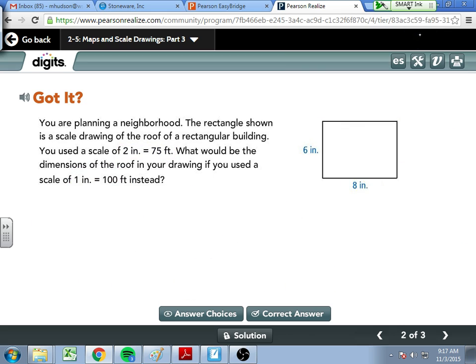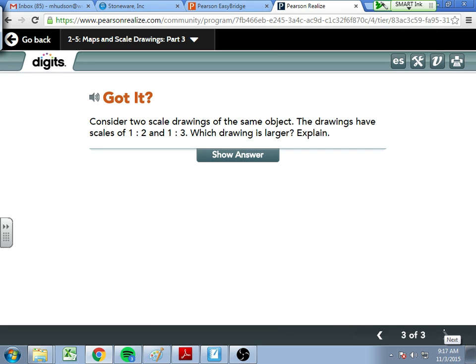All right, let's try the Got It. So if we have two scale drawings of the same object, let's say we had an object. It was x by y. If one of the drawings uses a scale of 1 to 2, and one of the drawings uses a scale of 1 to 3, which drawing is larger?